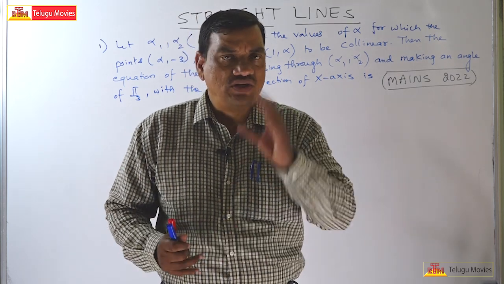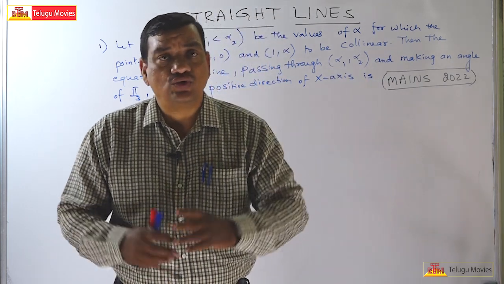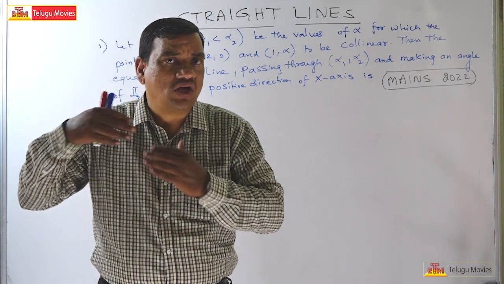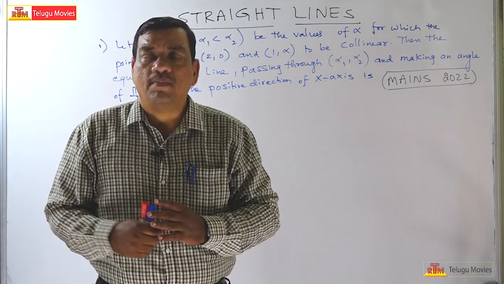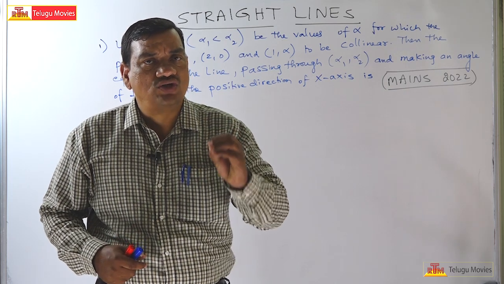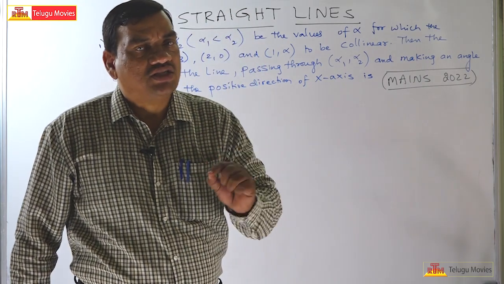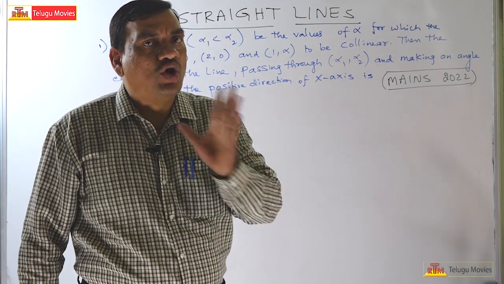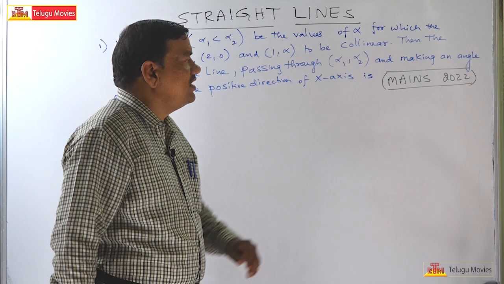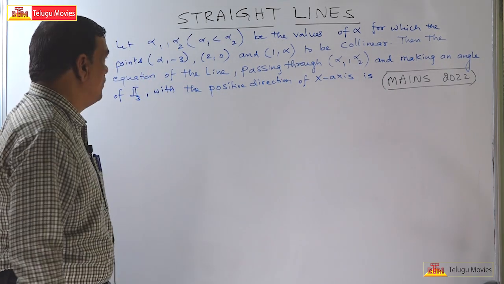First, what is the given data? When you are reading the problem itself, all the concepts should come into your mind. Some problems are almost board level. This is one such problem, almost a board level problem, given in JEE Mains 2022. So let us see the problem.